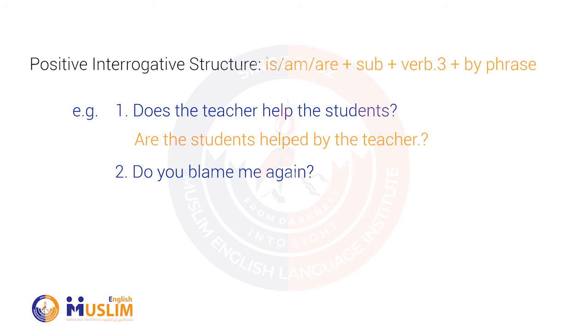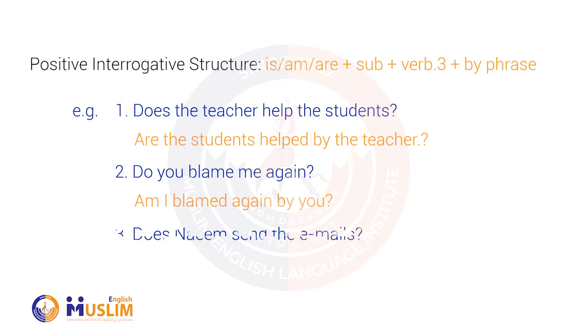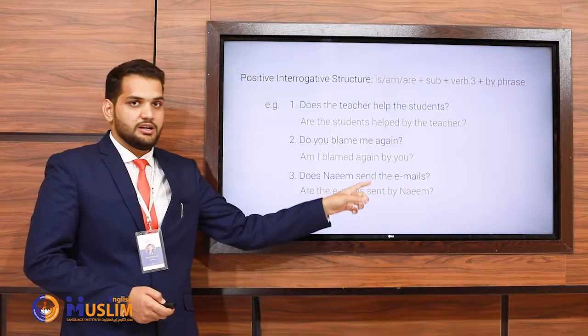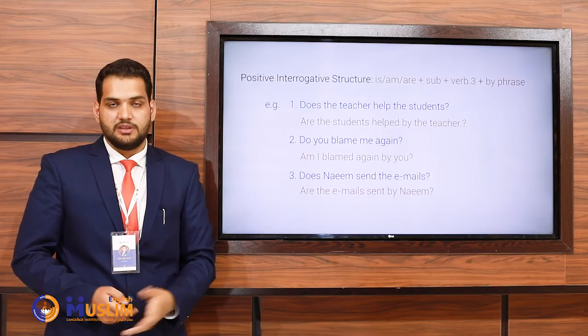Number 2, do you blame me again? Am I blamed again by you? And number 3, does Naeem send the emails? Are the emails sent by Naeem? Do not forget a question mark at the end of this sentence as well, because it's a question.